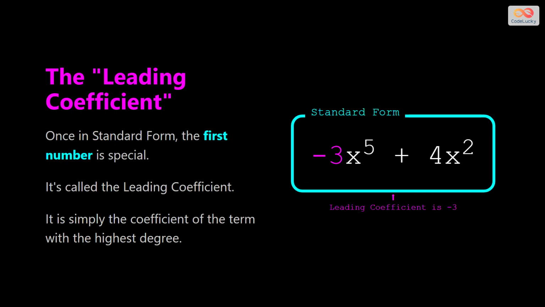Once your polynomial is in standard form, the very first number you see is special. We call it the leading coefficient. In our previous example, the first term was negative 3x to the 5th. Therefore, the leading coefficient is negative 3. Teachers often ask for this specific number.